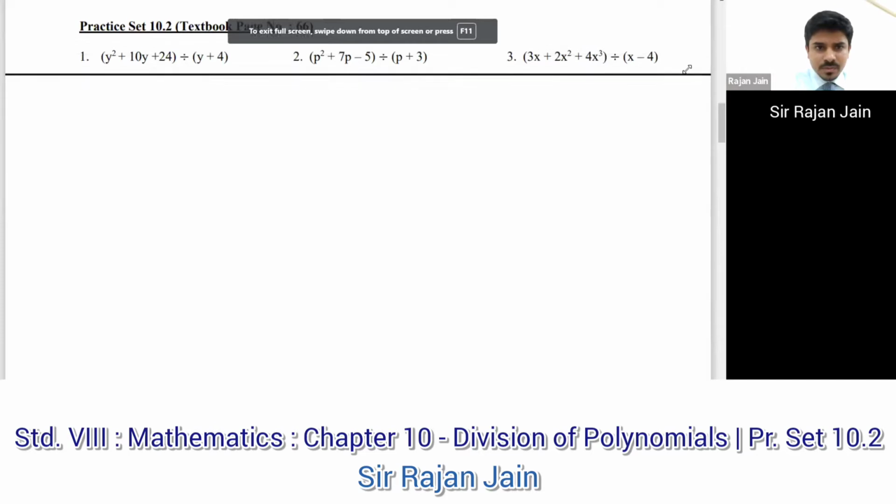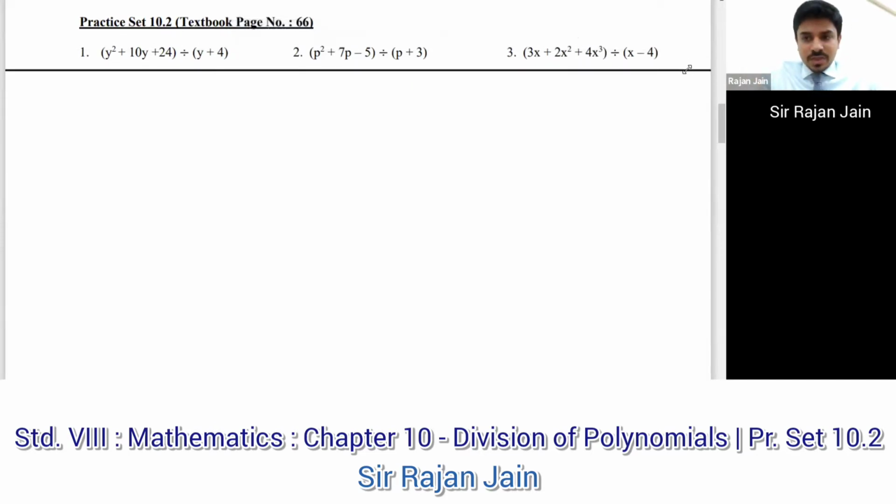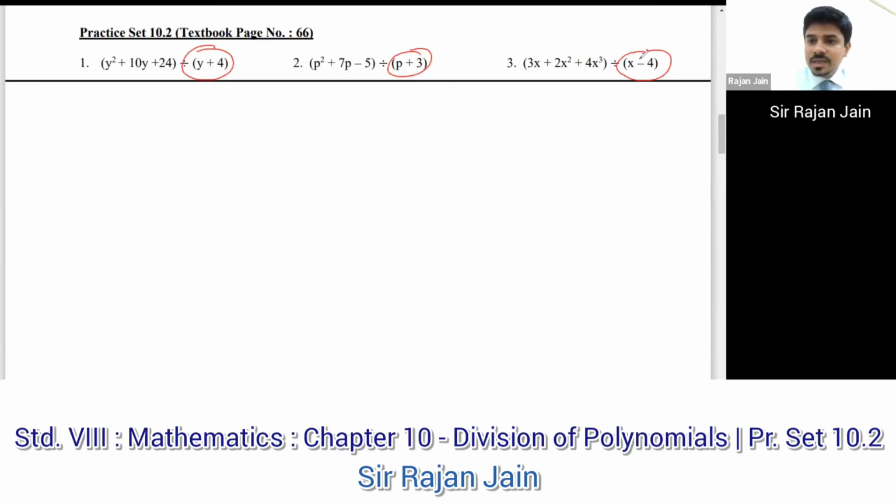So now the difference between practice set number 10.1 and 10.2 is that in practice set number 10.1, whatever divisors you had, all the divisors were monomial. And in this case, your divisors are binomial. So when your divisor is a binomial, how exactly are you supposed to solve the sum? That is what we will be doing in this particular lecture.